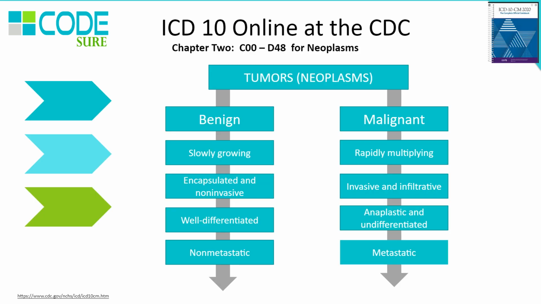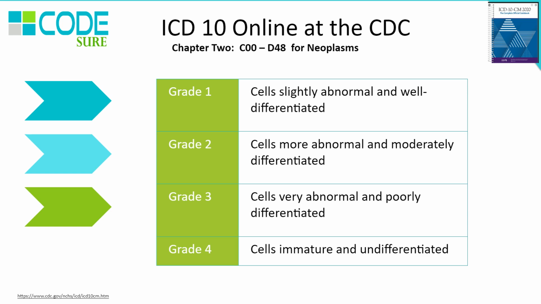Let's do a top-down overview of neoplasms or tumors. Benign tumors grow slowly. They're encapsulated and non-invasive. They're well differentiated and they're non-metastatic. But with malignant tumors, you'll have a tumor that is rapidly multiplying, invasive and infiltrative, anaplastic and undifferentiated, and metastatic. Tumor grade is a description of a tumor based on how abnormal the tumor cells and the tumor tissue look under a microscope.